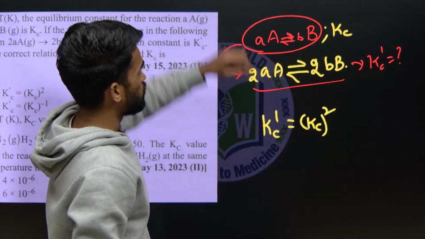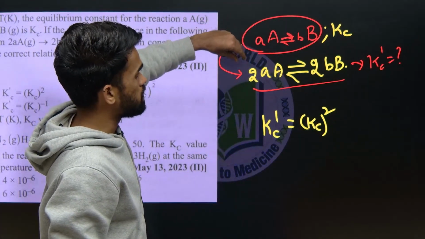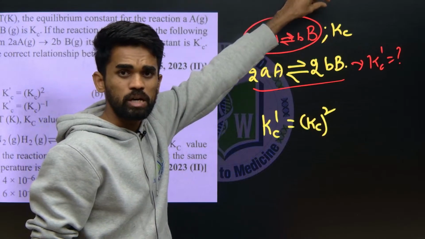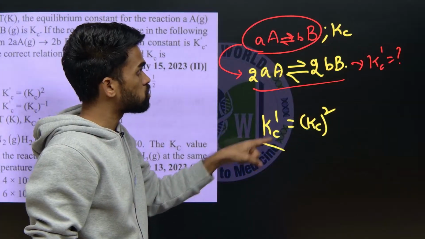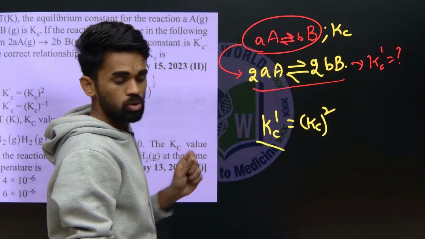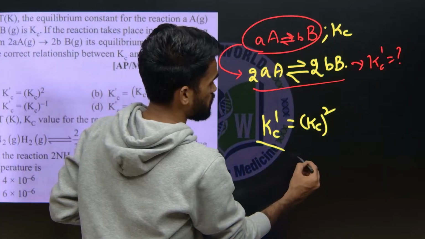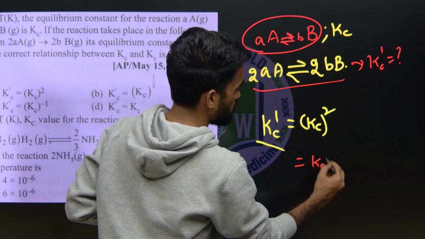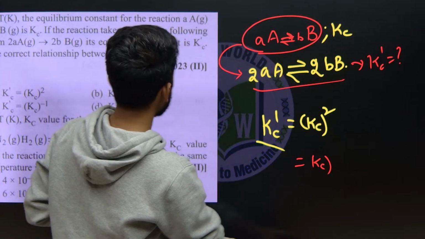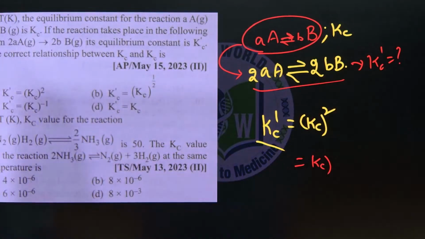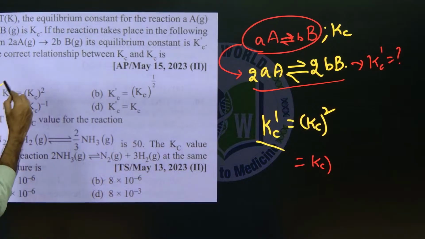Okay, it means whatever number they have multiplied, you just take it as a power to that old equilibrium constant to get the new equilibrium constant value. So Kc dash is equal to Kc power 2. If I multiply this equation with n, then it is Kc power n, that's it. So I hope it is clear for this reaction. Kc dash will be equal to Kc power 2, that is the first option.